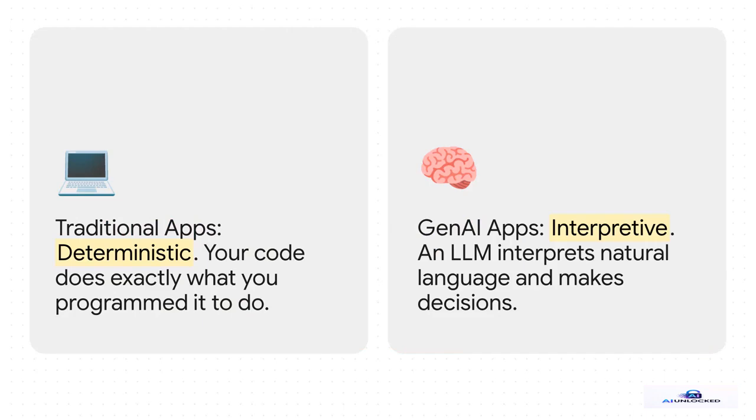All right, so let's really break this down. Think about your traditional apps. They're deterministic. They do exactly what the code tells them to, no questions asked. But GenAI apps, they're interpretive. They don't just follow code, they interpret language and actually make judgment calls. Now that flexibility is their superpower, for sure, but it's also their single biggest security hole.